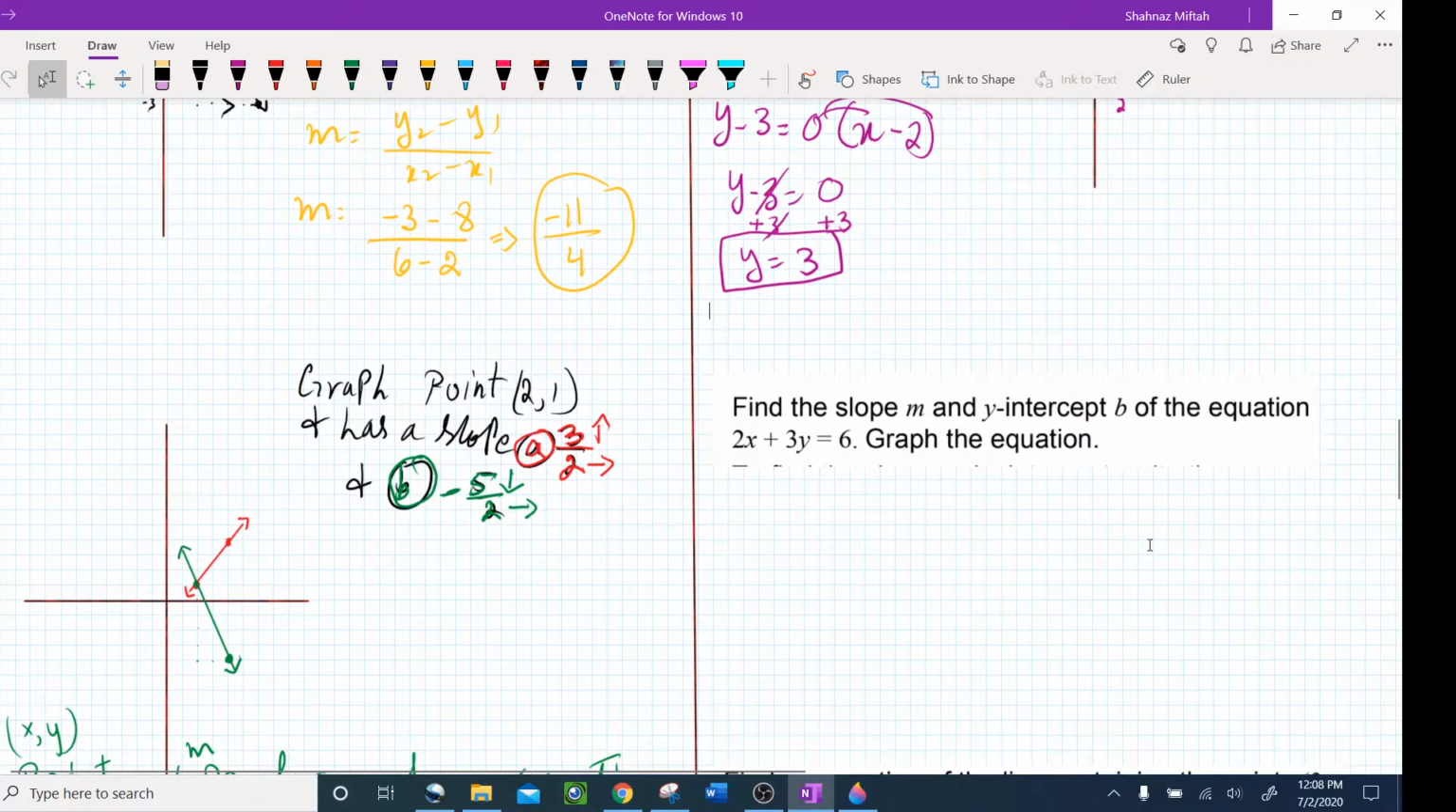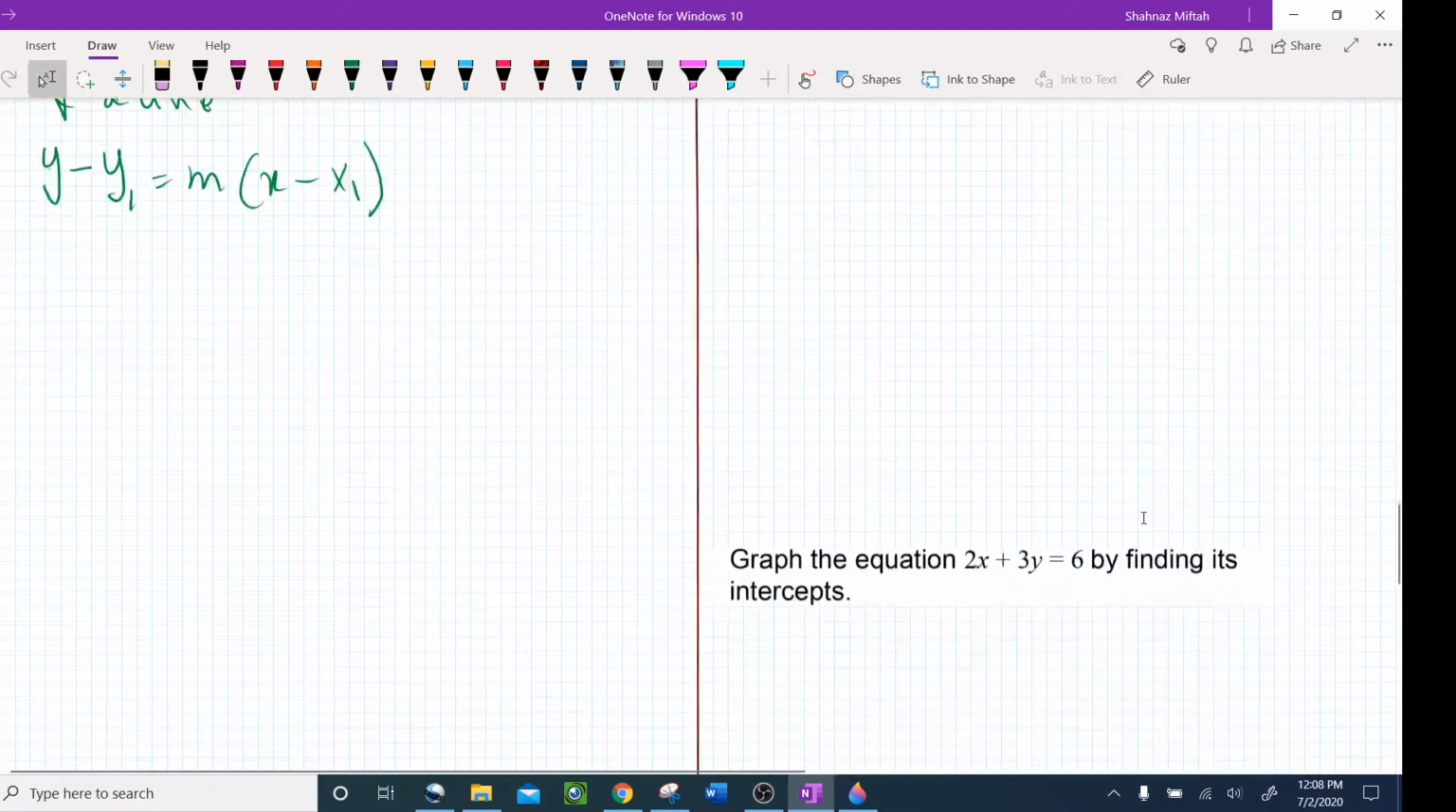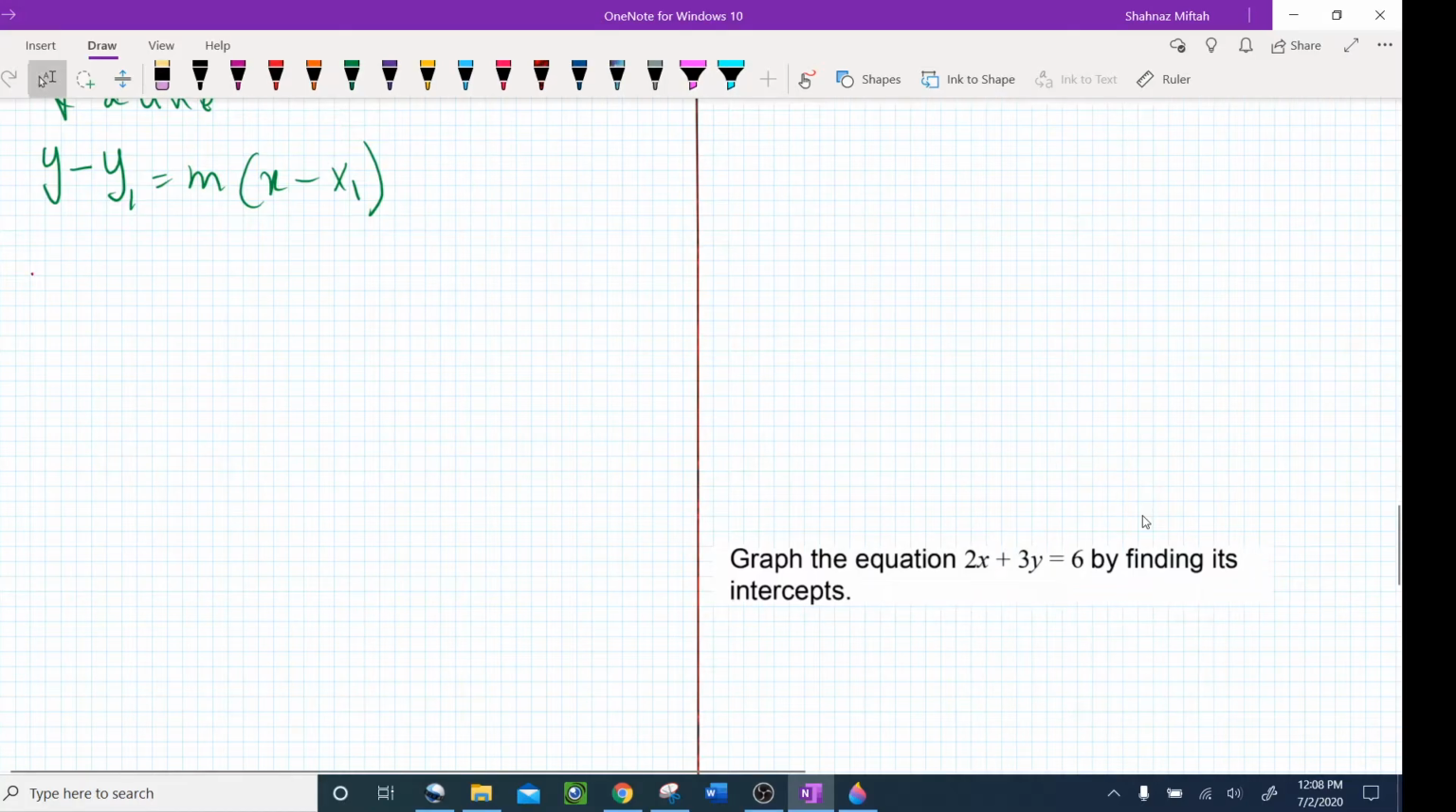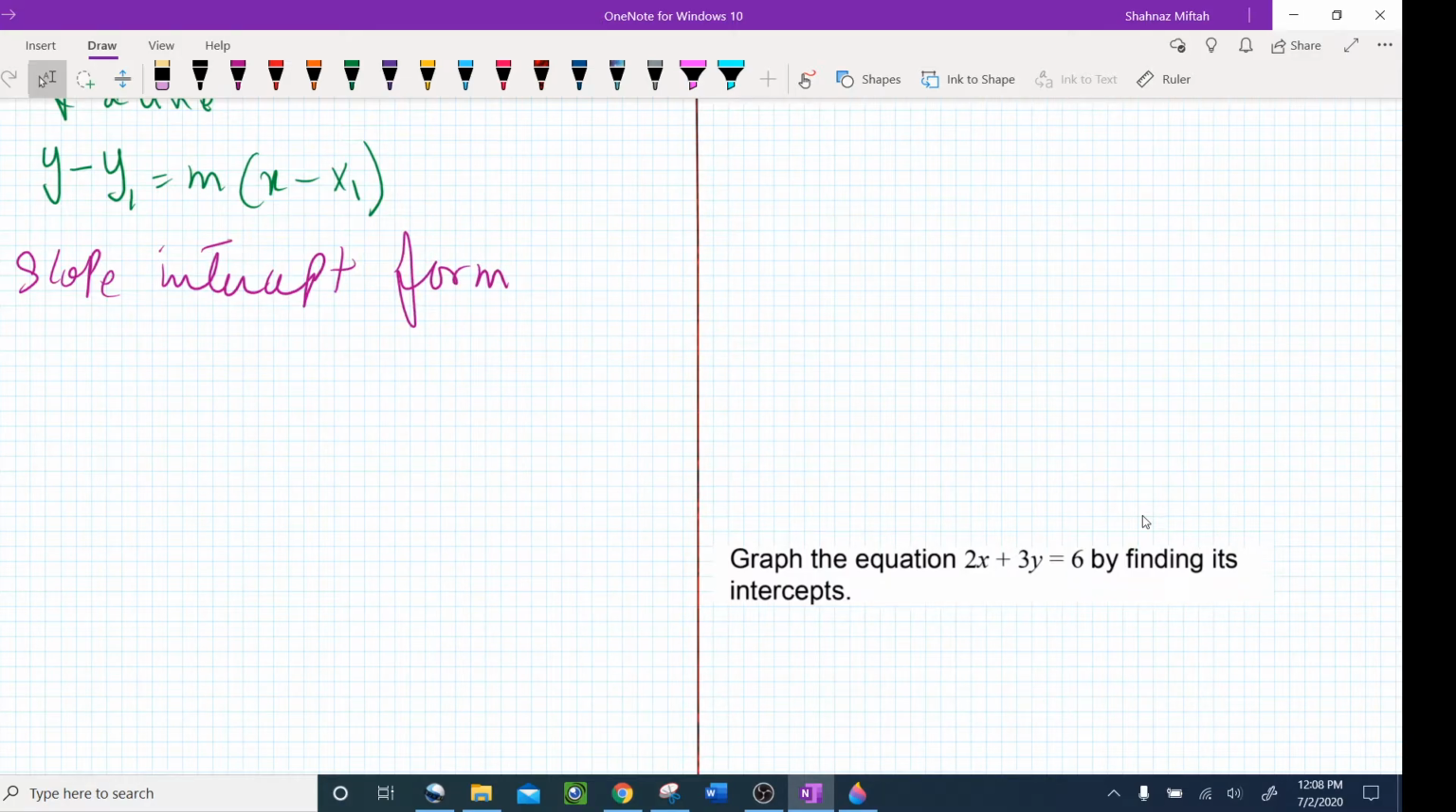Let's try y equals mx plus b, the slope-intercept form. Like I said, I'm going to show you another one, slope-intercept form. So what is slope-intercept? Slope-intercept form is y equals mx plus b, and this is a very popular one. I like that. So find the slope.